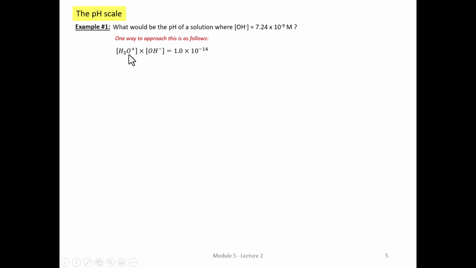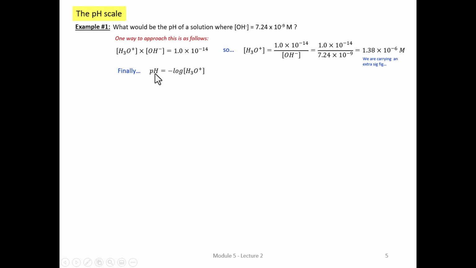So here we go. We're solving for hydronium ion concentration, and we find out that it's equal to 1.38 times 10 to the minus 6 molar. Just a note here, we're carrying an extra sig fig for a minute. We know that the pH is minus the log of the hydronium ion concentration, which we just calculated. So pH equals minus the log of 1.38 times 10 to the minus 6, and we get a pH of 5.86. It's acidic.